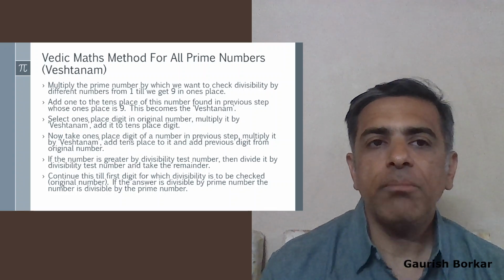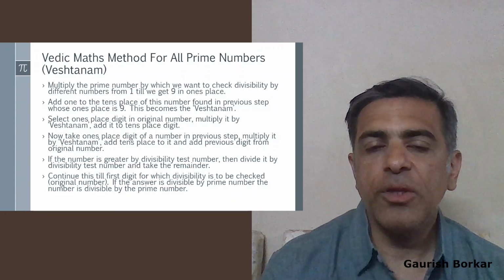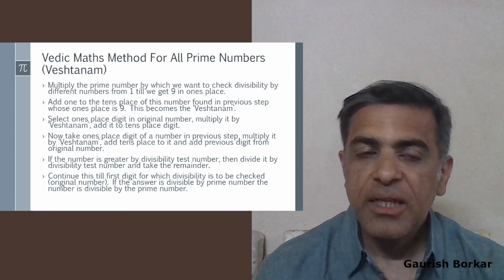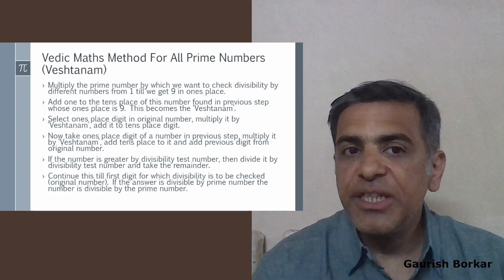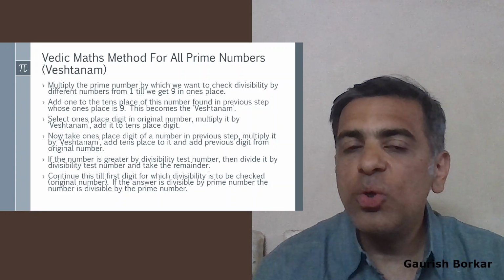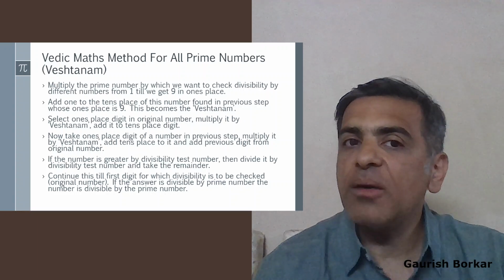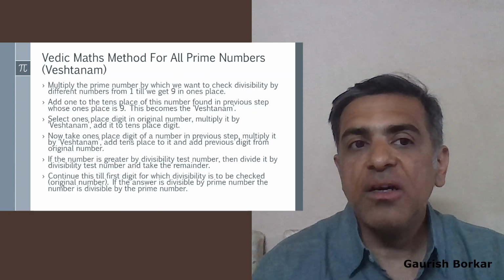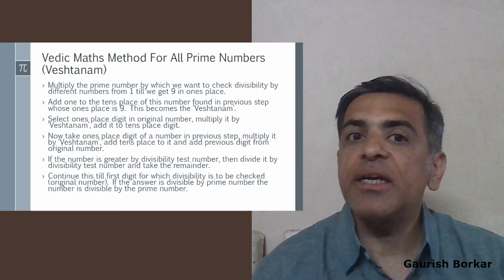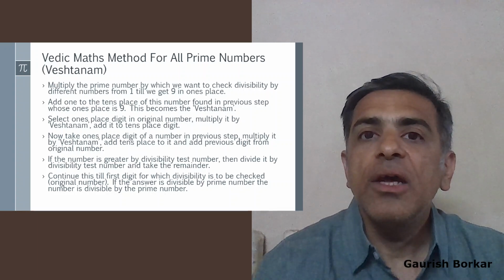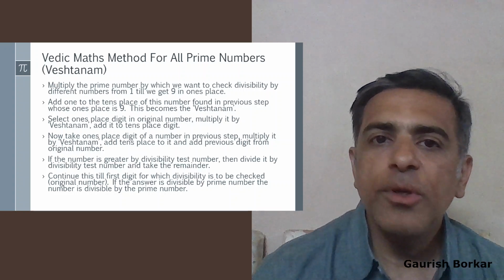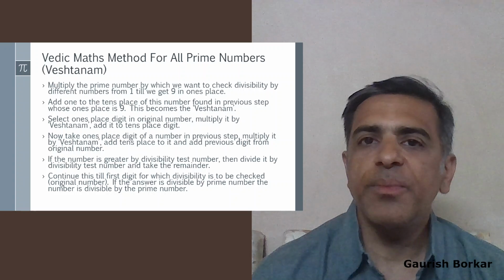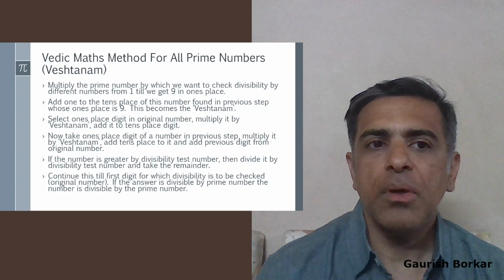You multiply 7 by 7, you get 49. In 49, 9 is at the ones place. Now you pick the tens place digit, which is 4, and add 1 to that, so it becomes 5. So that is where the 5 has come from, and in Vedic math it is called Veshtanam. Veshtanam is the term used by Bharati Krishna Tirthaji Maharaj for this number.